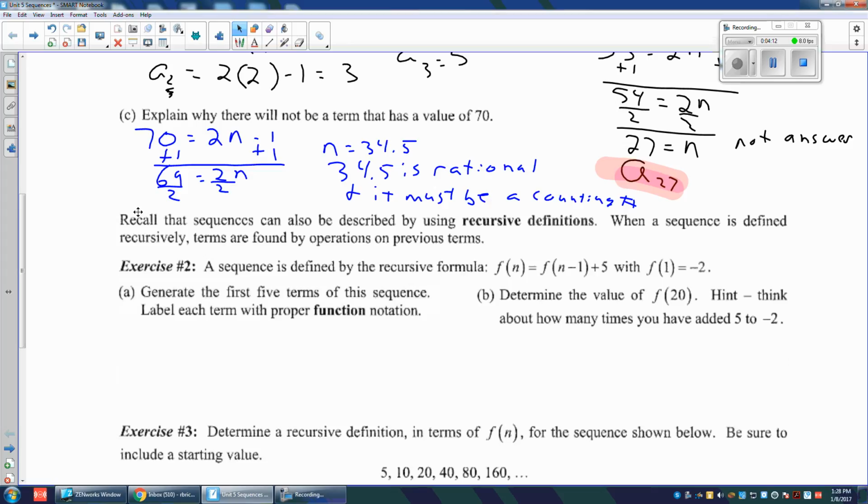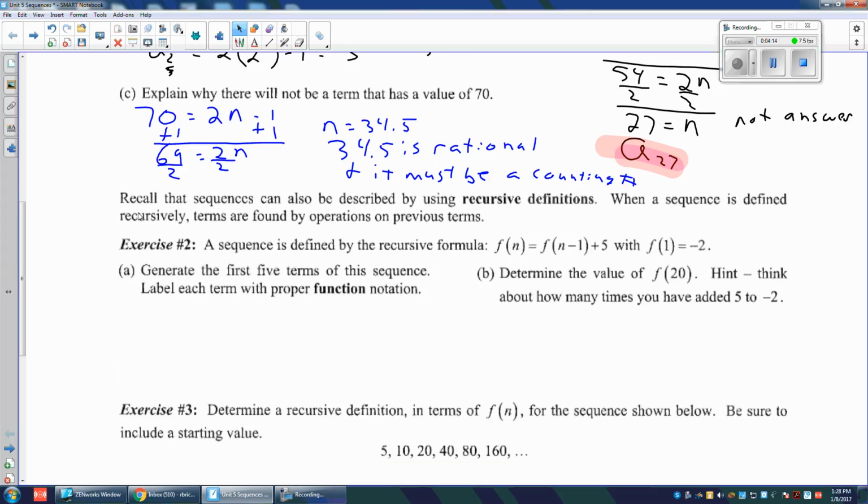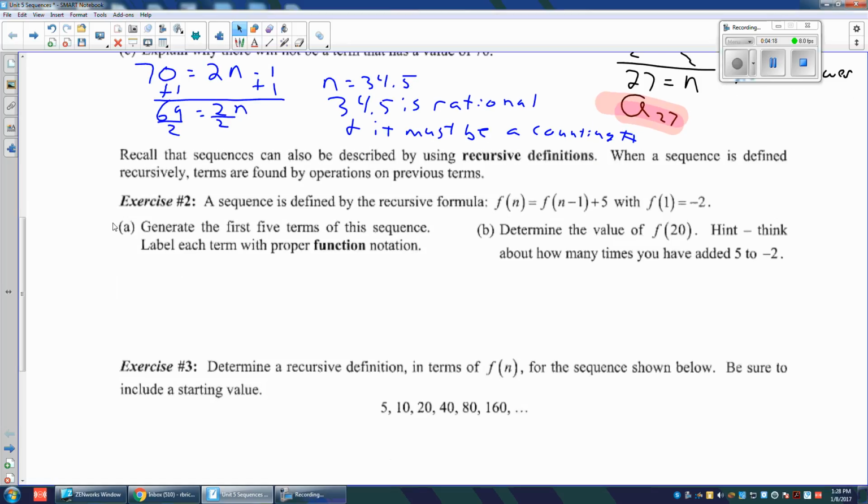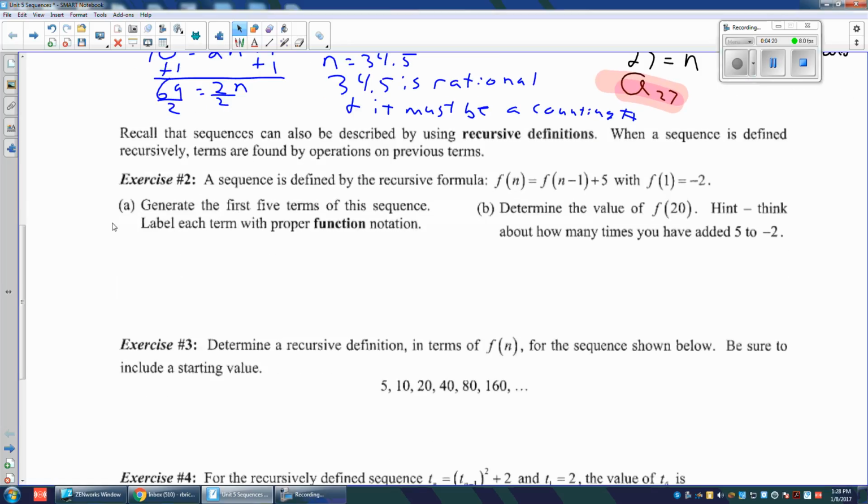Next question. Recall the sequences can also be described as recursive definitions. Ow, that hurts. Okay, it doesn't hurt that bad. When a sequence is defined recursively, terms are found by operations on the previous term. See, that's why I said this hurts, because you can't just jump to the 53rd term. You have to keep on going with the formula 53 times.